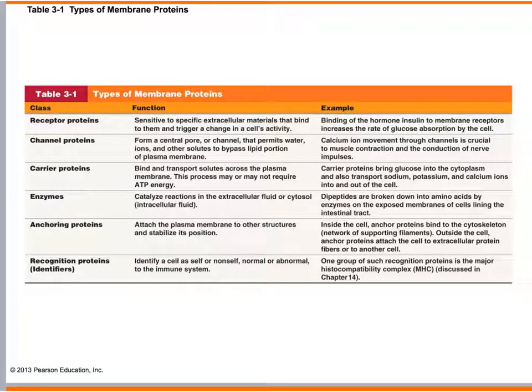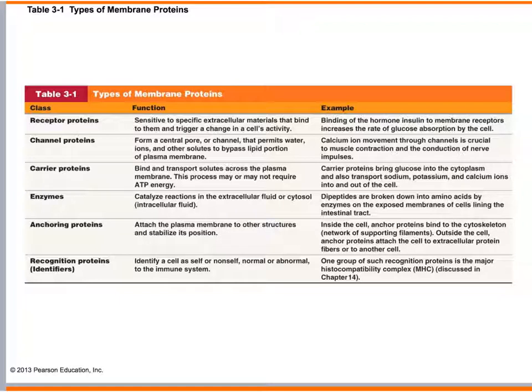This table goes over the 6 major proteins. Receptor proteins are sensitive to specific extracellular materials that bind to them and trigger a change. For example, the hormone insulin. Channel proteins form a pore or a channel that permits things like water, ions, and solutes to bypass the lipid portion of the cell membrane.